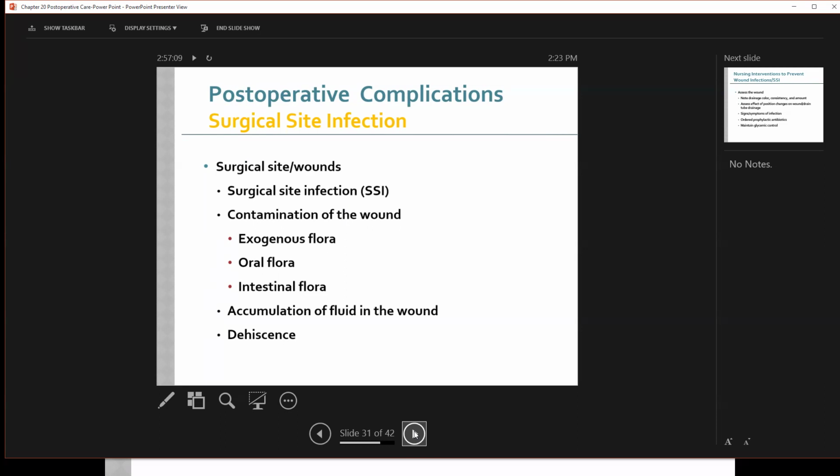Evidence of surgical site infections usually does not become clear before the 3rd to 5th postoperative day. Local manifestations include redness, swelling, and increasing pain and tenderness at the site. Systemic manifestations are fever and leukocytosis. Wound infection may result from contamination of the wound from 3 major sources: exogenous flora from the environment, oral flora, and intestinal flora. Pressure may develop if drainage under the incision accumulates.